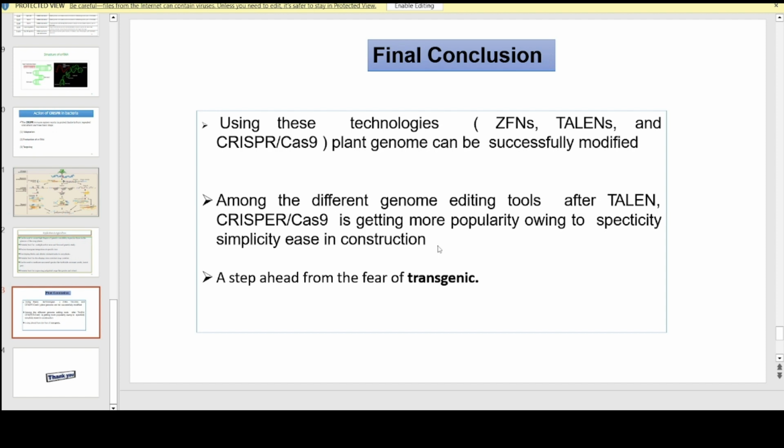And this is all about gene editing and gene modifications in organisms.